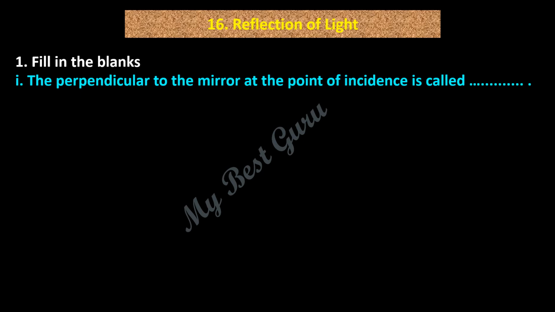Hello friends, it's chapter number 16, Reflection of Light. Question number 1, fill in the blanks. 1. The perpendicular to the mirror at the point of incidence is called dash dash dash. Normal. The perpendicular to the mirror at the point of incidence is called normal.